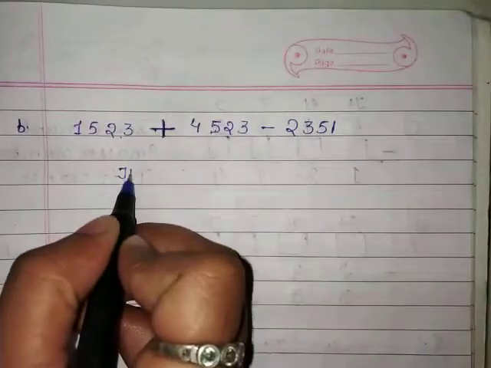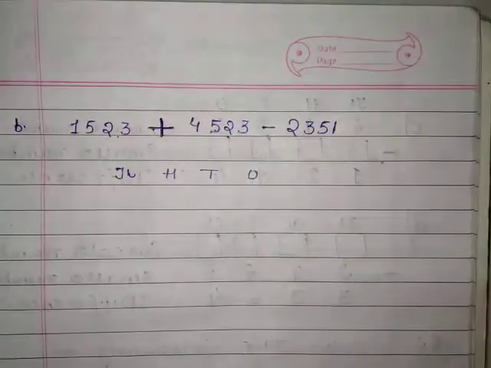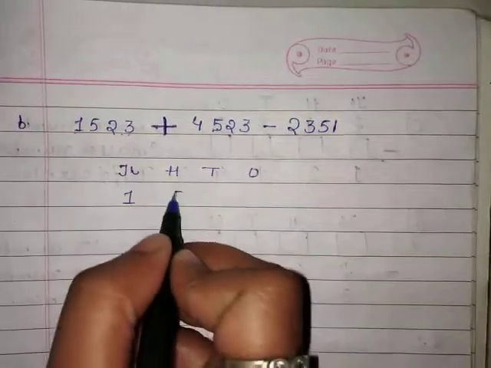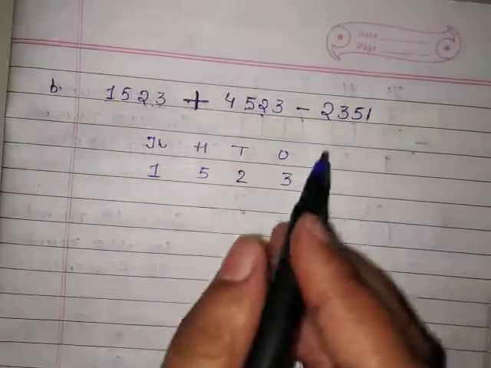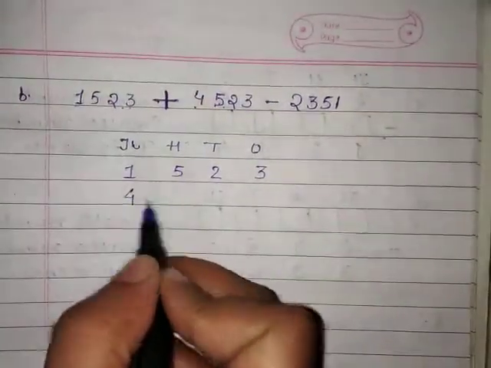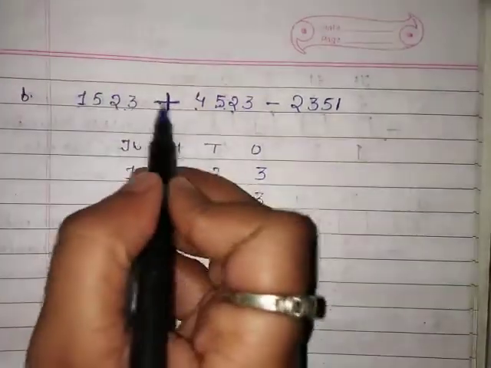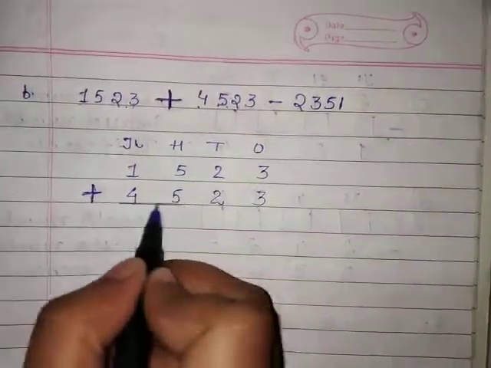So first we will write 1,000, 100, times 1. Then we have to write the first number. The first number is 1,523. Then the next number is 4,523. And this is the sign of addition. So here we have to make the sign of addition.